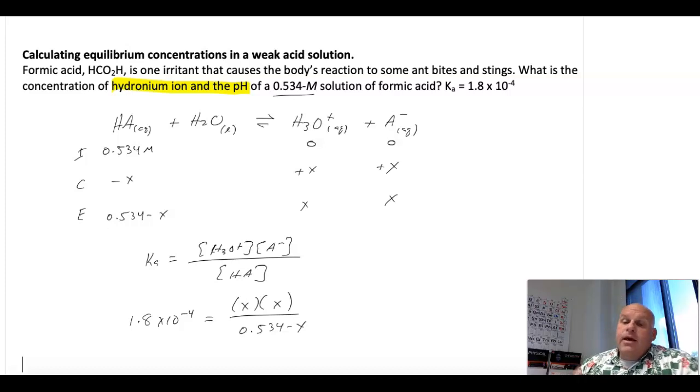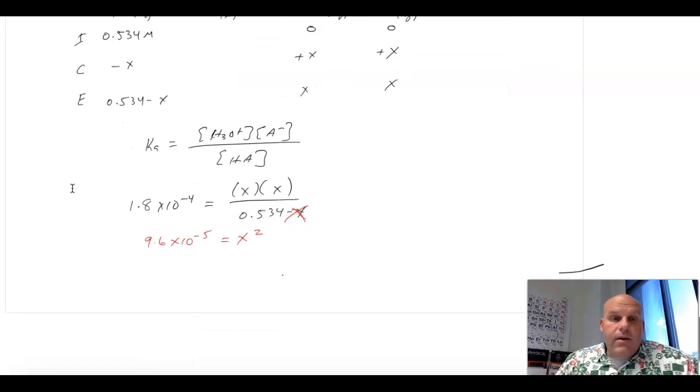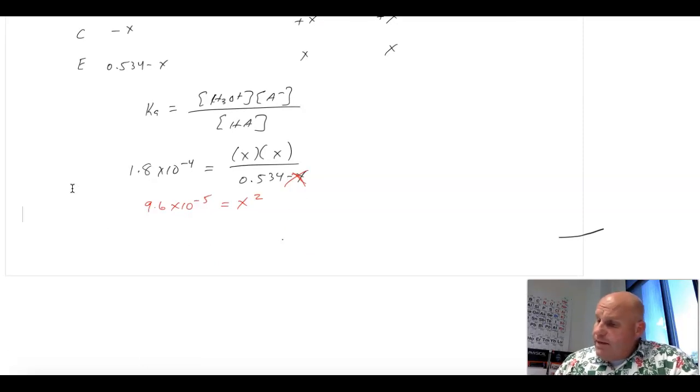And that assumption is to say, because we are dealing with a weak acid, because we expect a low percent ionization, we can actually just go ahead and drop this x value off here and just make this value 0.534. So what that does for me is it allows me to solve this out, right? So then I can multiply 0.534 times the 1.8 times 10 to the negative fourth, and I get 9.6 times 10 to the negative fifth equals x squared. Okay, let me go ahead and move up here, which then means that x is going to equal 0.0098.